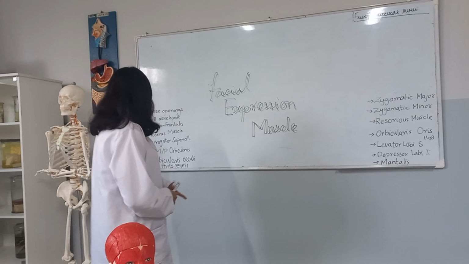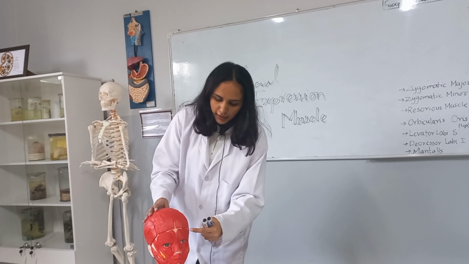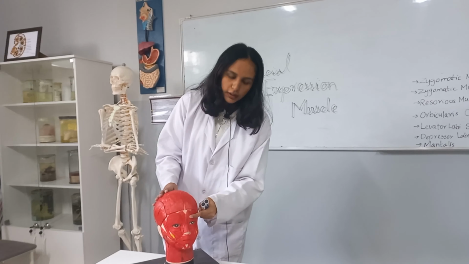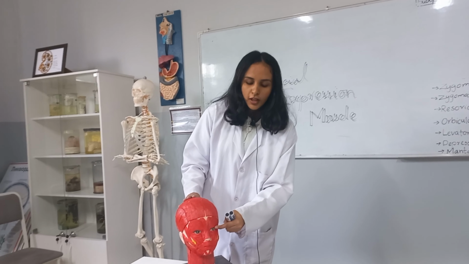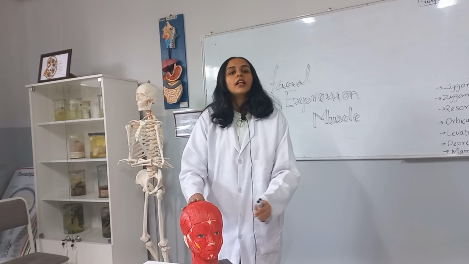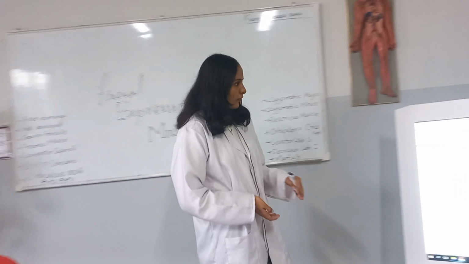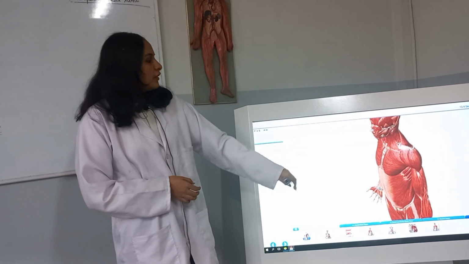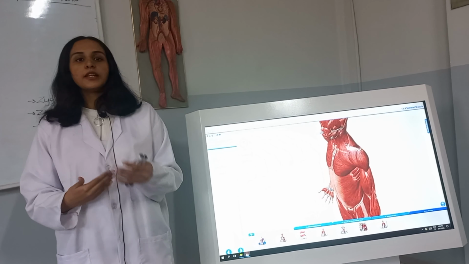And then we have orbicularis oculi. This is the orbicularis oculi. It has 3 parts: palpebral part, orbital part, and lacrimal part. The palpebral part is helpful in the gentle closing of eyes, like in sleeping.